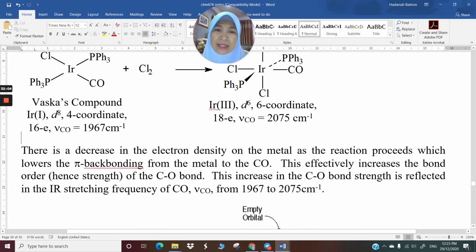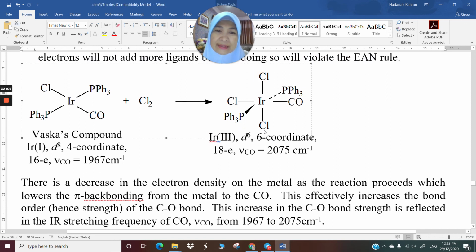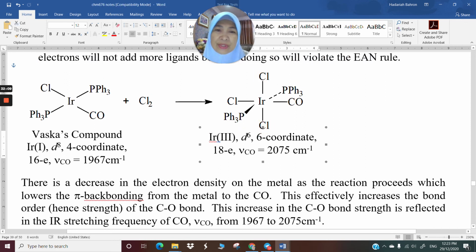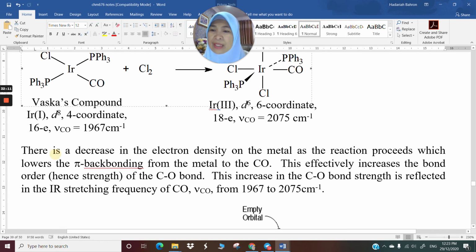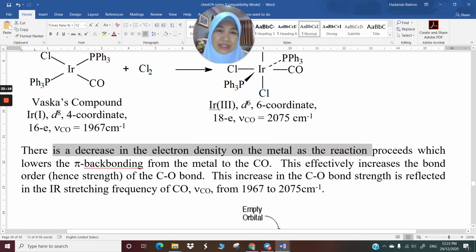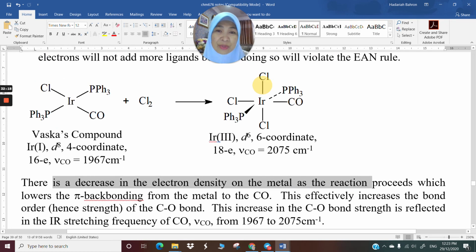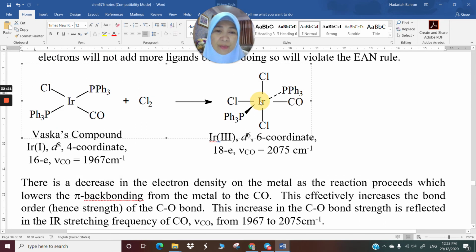When 2-chloro is added onto this Vaska's compound, there is a decrease in the electron density of the metal as the reaction proceeds, obviously because chloro is an electron withdrawing group. So this iridium will be electron poor compared to that iridium over there. This iridium is electron poor, so it will not be able to do pi back donation to CO very effectively as this one here.